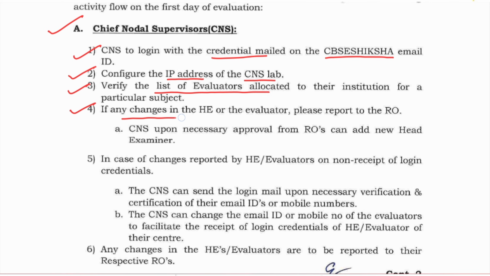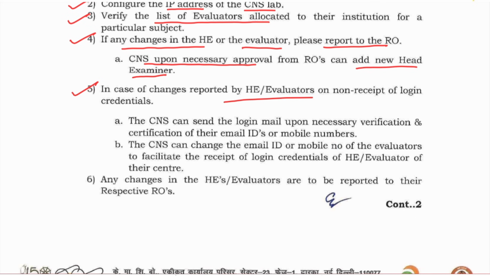Then if they need any change in HE or evaluator, first they need to report to RO. Then CNS, upon getting the necessary approval, they can add new HE. Then in case of change reported by HE or evaluator, means if any HE is reporting that evaluator is not coming or non-received of login credential, then again CNS can send the login mail upon necessary verification and certification of their email ID and mobile number. So if evaluator or HE they don't have their login credential, CNS can send.